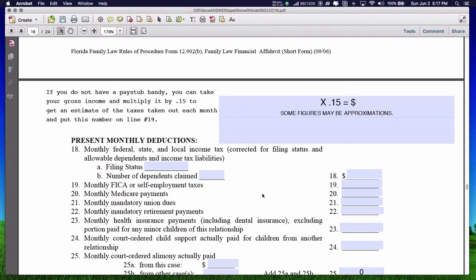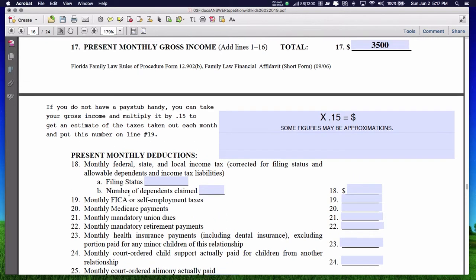Now, let's say you're in a hurry to get this done, but you don't have a pay stub handy. If you do have a pay stub, just fill all this in, everything here that you've got to fill in. But let's say you don't have a pay stub and you don't know it. Well, there's a little note here. Multiply it by 0.15 for a good ballpark. You can use 10% too, 0.10. I use 0.15. It's usually the easiest way to do it.